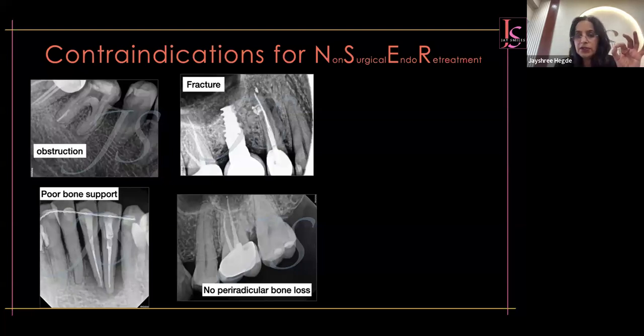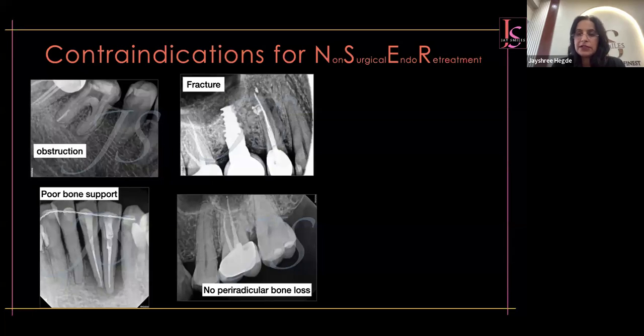Now, can you remove that instrument? If you can see the instrument through the microscope, you can remove it. If it is in a curvature, then it's challenging. We can still remove it, but you end up removing more tooth structure. So you are compromising on the strength of the root too. So in those cases, you can sometimes not do non-surgical endo treatment. You have to opt for surgical endo treatment.